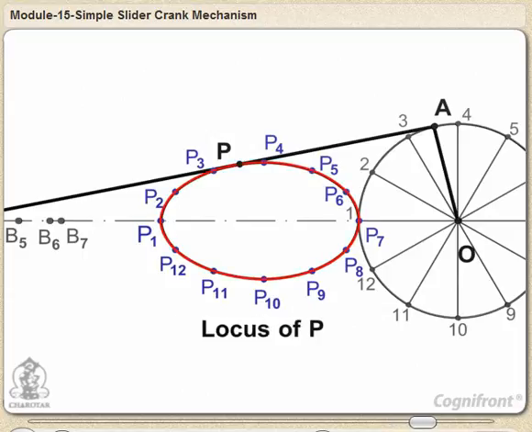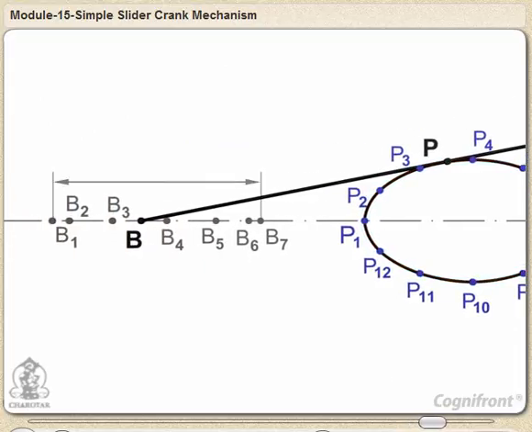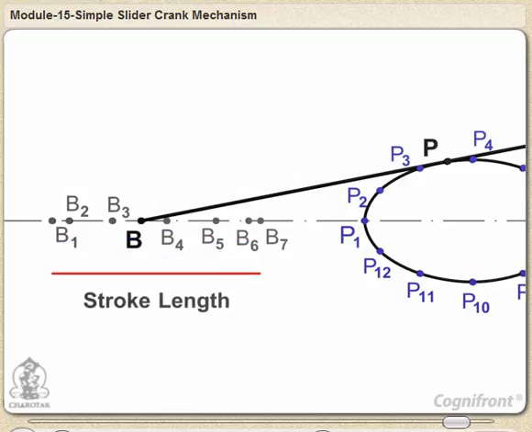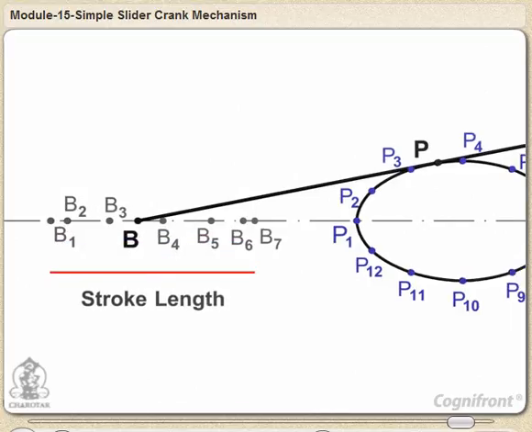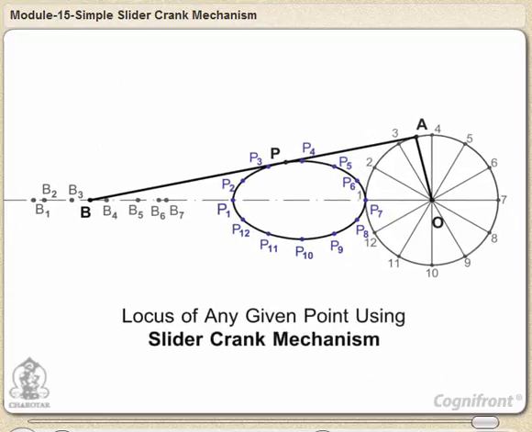Observe that the distance B1B7 is the travel of the slider and is equal to twice the length of the crank. This length is known as stroke length. Note the movement of the slider is not uniform with that of the crank end A. This completes the procedure to obtain the required locus of any given point using the slider crank mechanism.